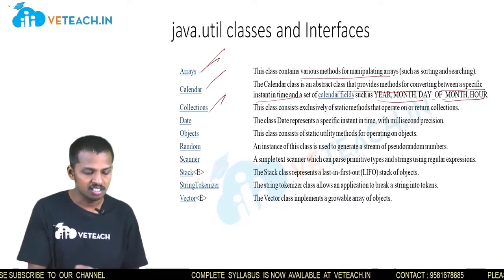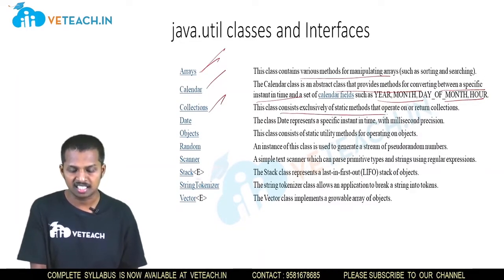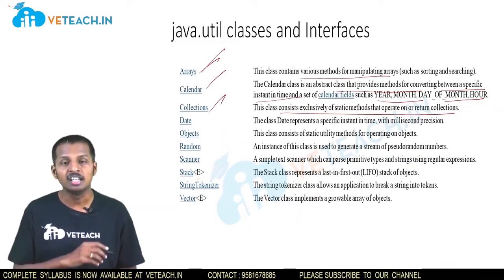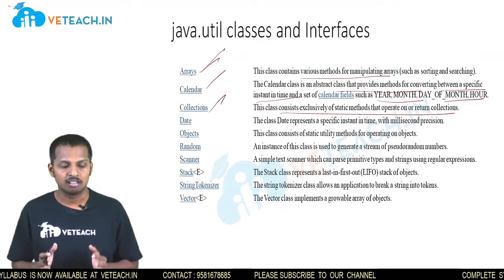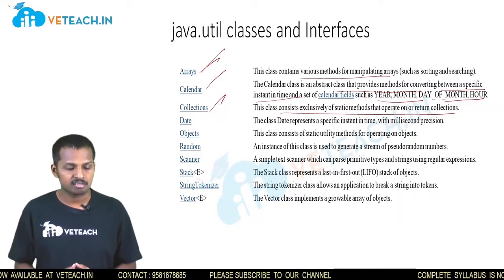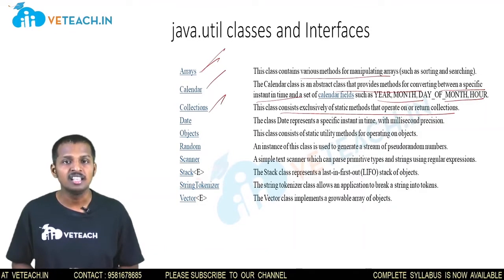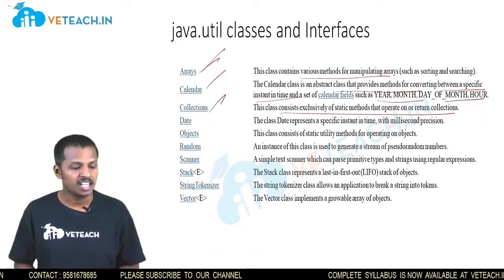Next, Collections. This Collections is a predefined class. This class contains exclusively static methods that operate on or return collections. That means if I want to work with a collection of values like list, array list, as well as set, linked list, all these classes are subclasses of the collection class, where we can store multiple values at the same time. So in order to work with these collections, we have a predefined class known as Collections.